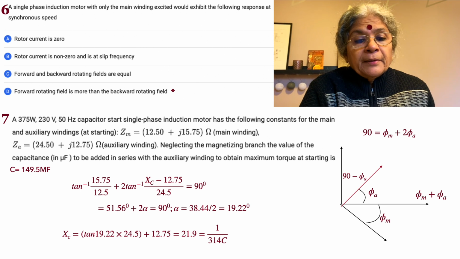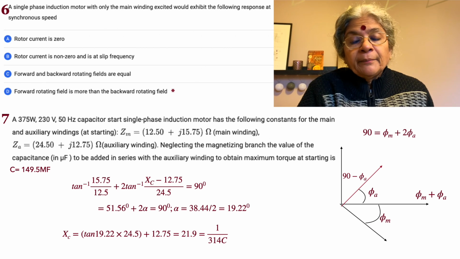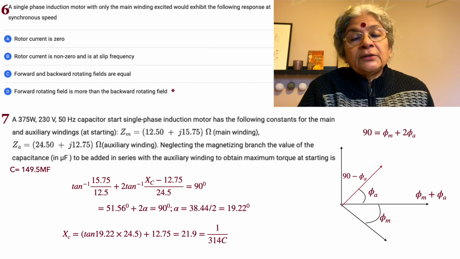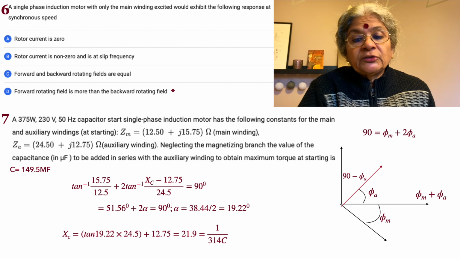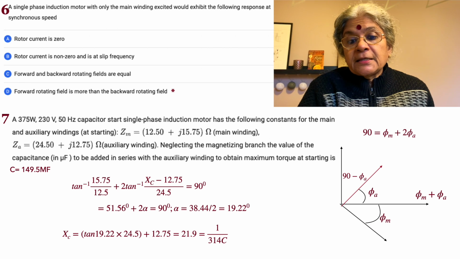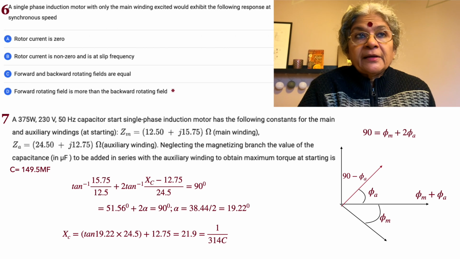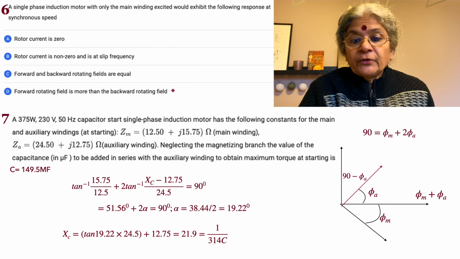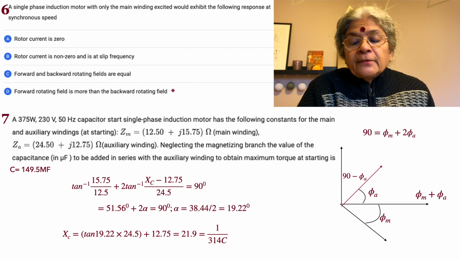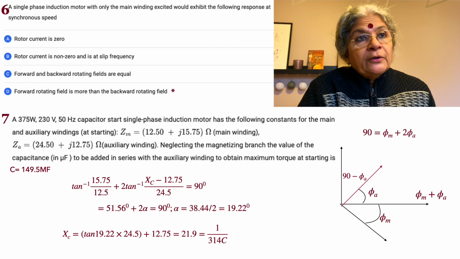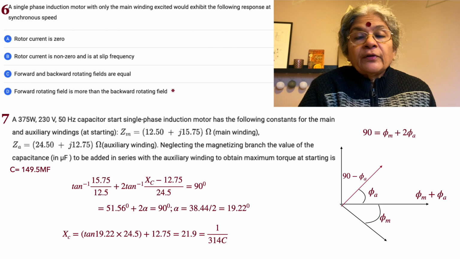Okay, so I repeat the vector diagram again here. So to get the starting torque as the maximum torque, the relation that comes out is that you have to put in Xc such that there is an angle of lead. Together the angle should be such that phi m plus phi a is equal to 90 minus phi a. Okay, I hope this is clear. Yes, phi m plus phi a should be equal to 90 minus phi a, or 90 is equal to phi m plus 2 phi a.